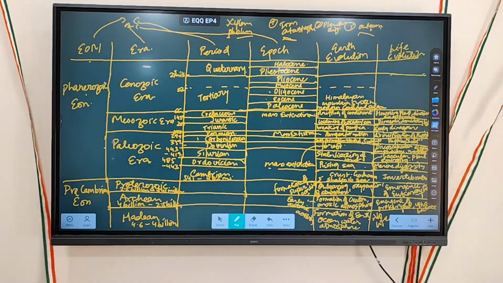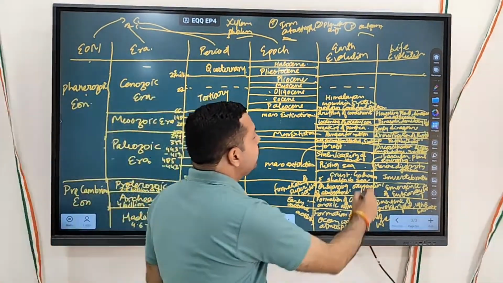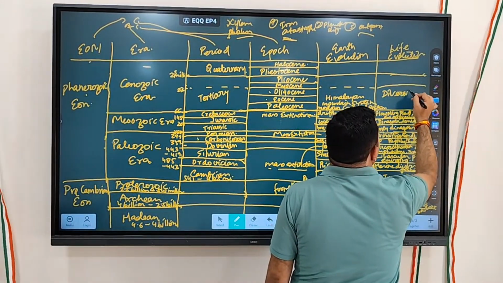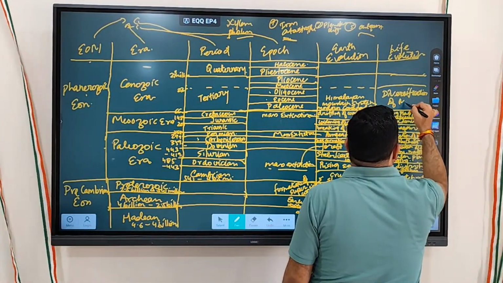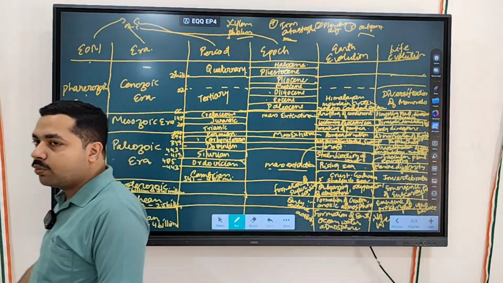Fine. Now this period marks the growth of mammals. Diversification of mammals is happening. One more thing, what is mammals?